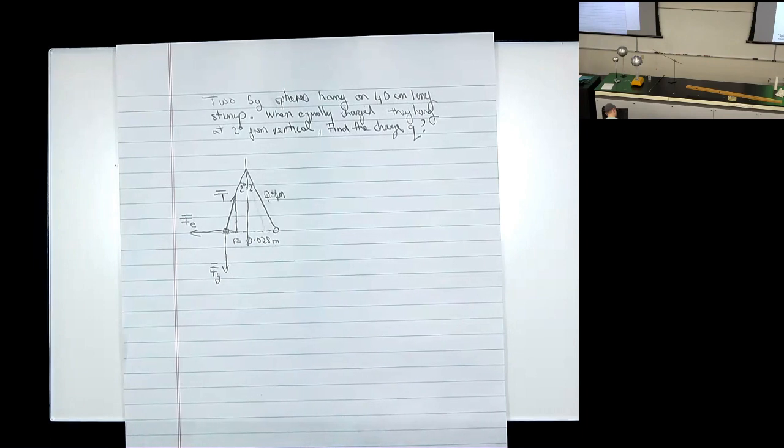But this vertical component here, that would be T cosine 2 degrees. And it's mostly in the vertical direction, the tension. This little piece here, this would be T sine 2 degrees. So there's a little bit of horizontal component.